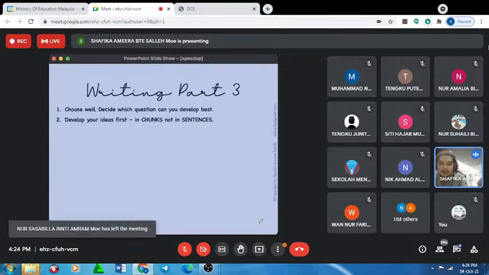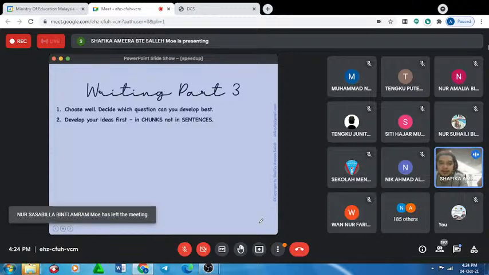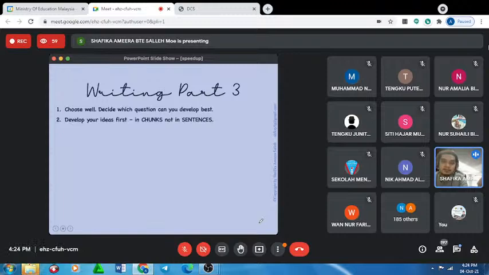Okay, because masa planning tu, when you develop your ideas, write the ideas in chunks ataupun in some bullet form lah, not in the full sentences. Okay, why is it important to plan for part 3? Because normally masa planning for part 3 ni, you will realize that you have limited ideas ataupun not enough ideas. So maybe it's still a good idea untuk tukar buat soalan lain.